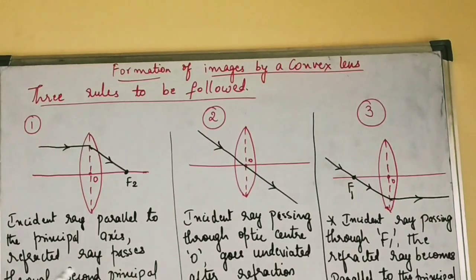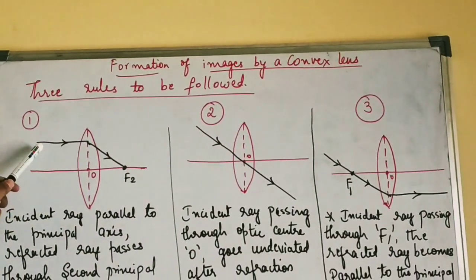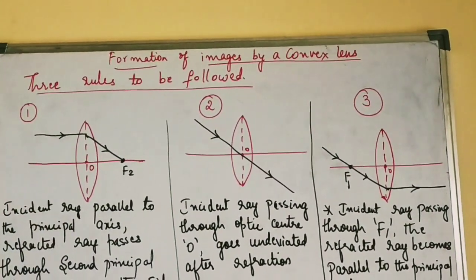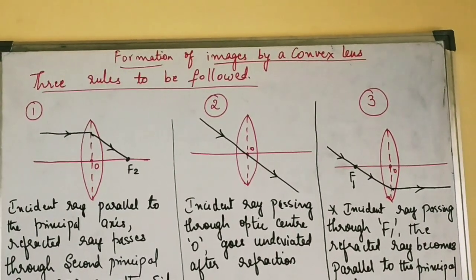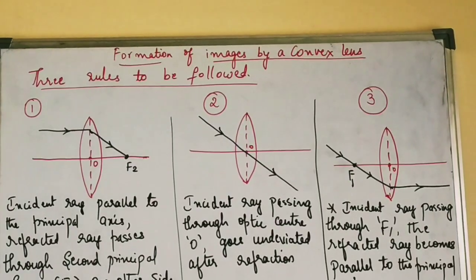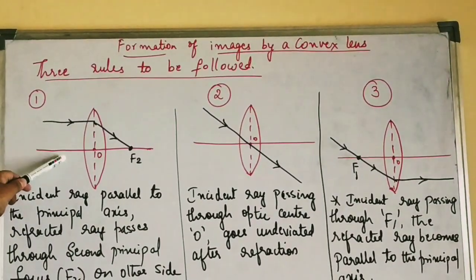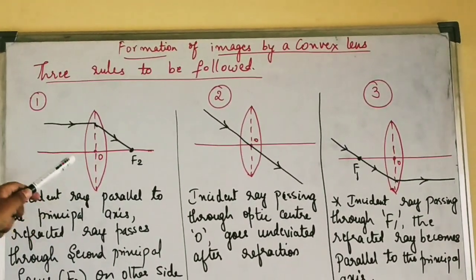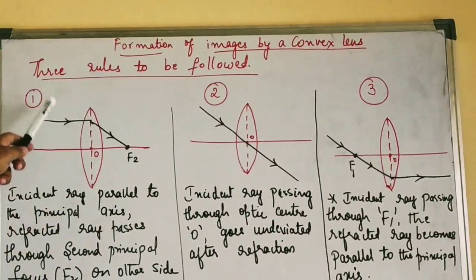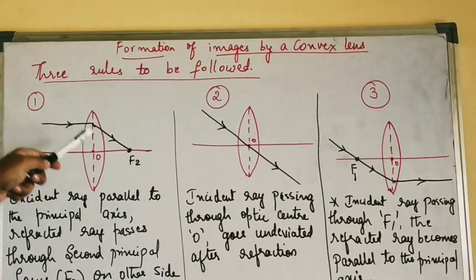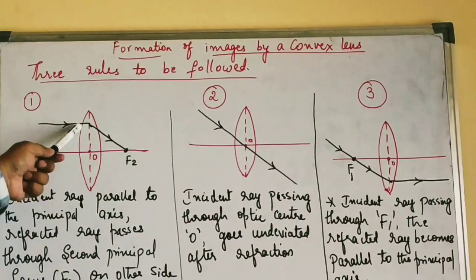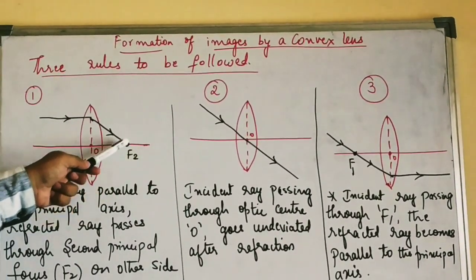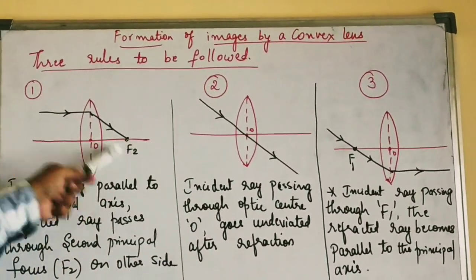Now, in the first rule, when the incident ray is coming from the object, the object is situated at some point from where the incident ray is coming. Now, this incident ray is parallel to the principal axis. When the incident ray is parallel to the principal axis and it is coming at the boundary of separation between the two mediums, that is the air and the glass, obviously, refraction should happen. Now, the refracted ray, the bent ray, is coming on the second principal focus, F2.